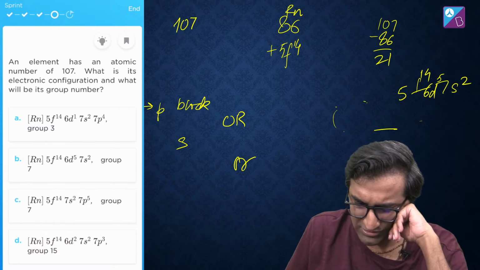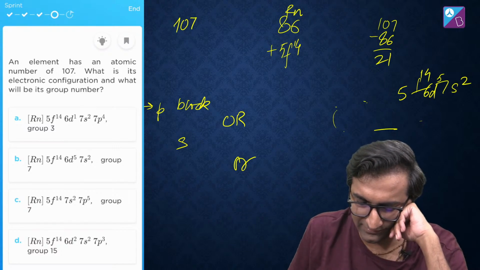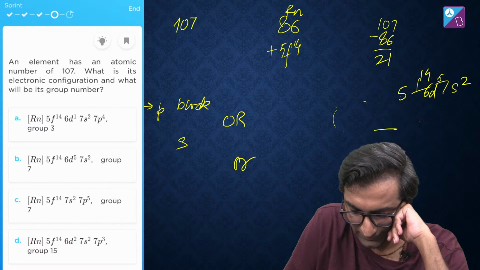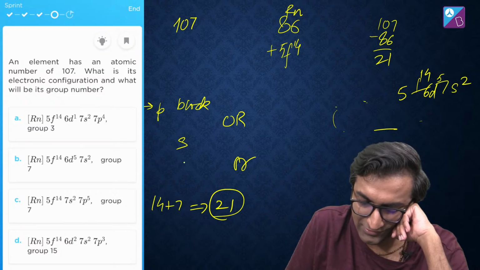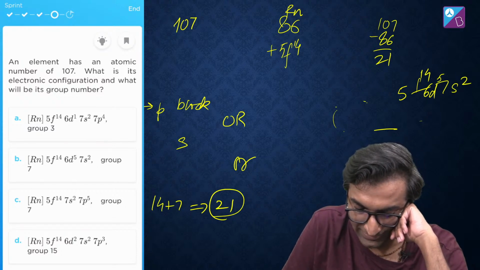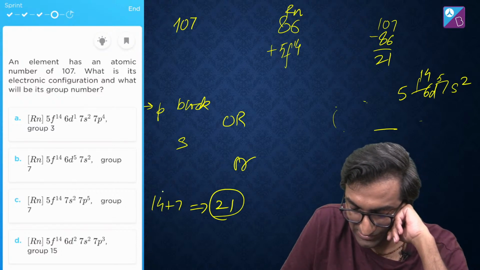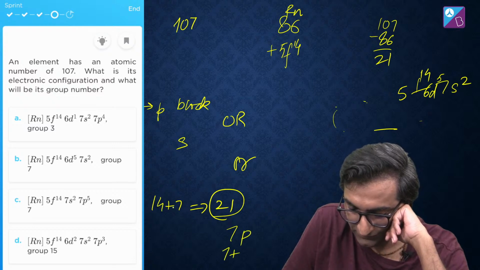Okay, what's the logic between group 7? Let's see if it is this. 14 plus 7 is 21. Okay, so that tracks. But why not 5D? Why doesn't the 5D get filled after 14? That's my question here.